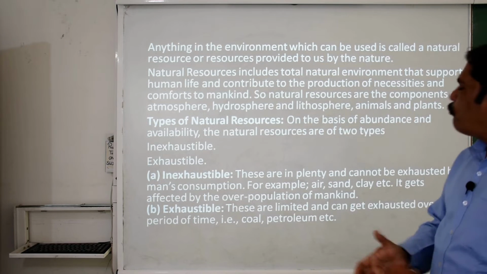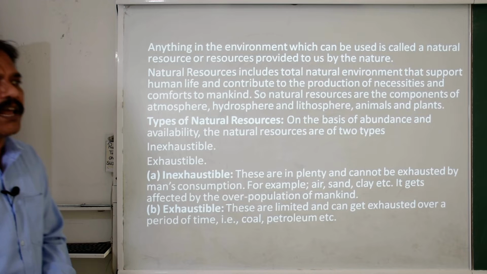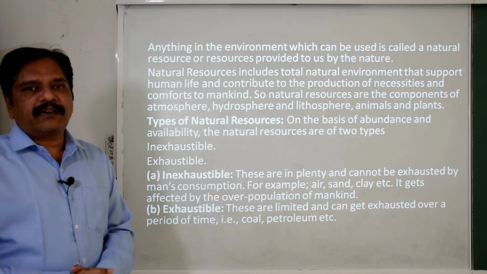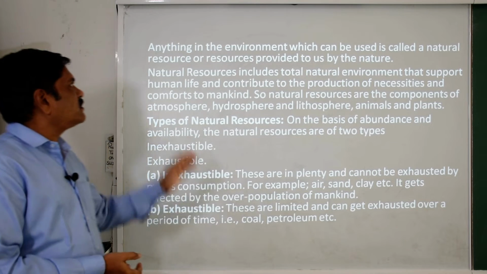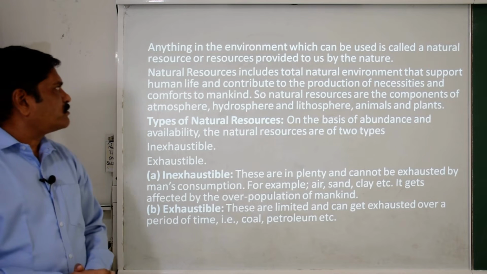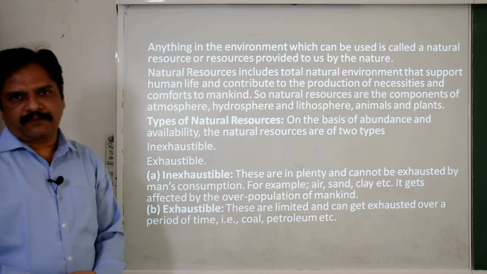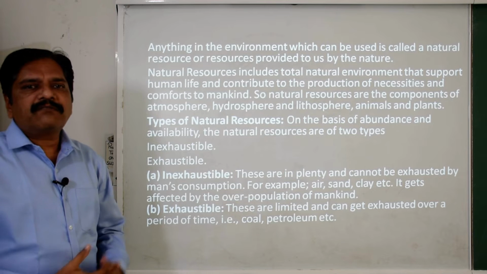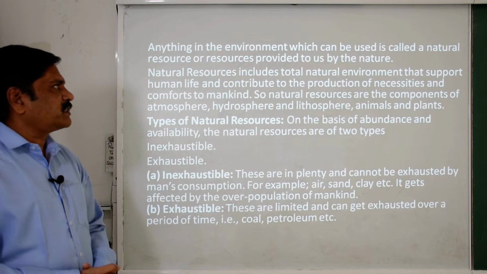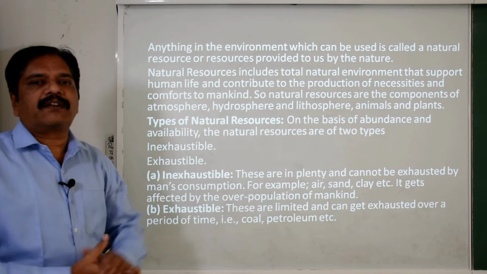Clear? That means whatever we are using in our daily life, which exists in this nature, is called a resource. One that fulfills your requirement or demand is called a resource. It includes the total natural environment that supports human life and contributes to the production of necessities and comforts for mankind. Whatever our requirement is, it is fulfilled by these resources, and they also give proper comfort and assist our life.